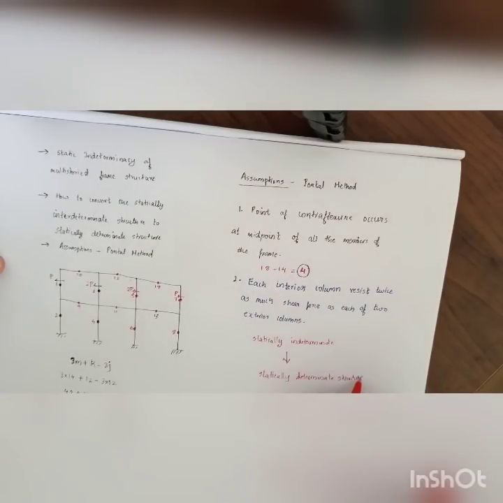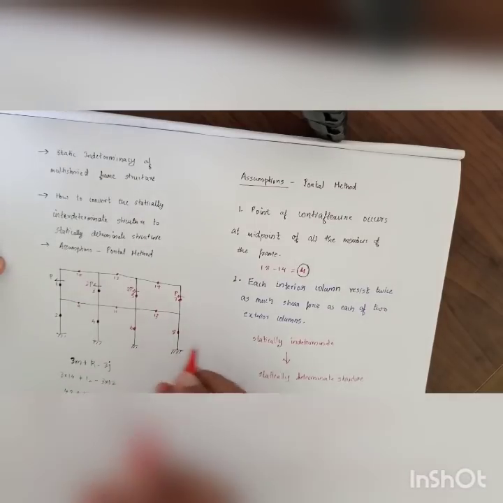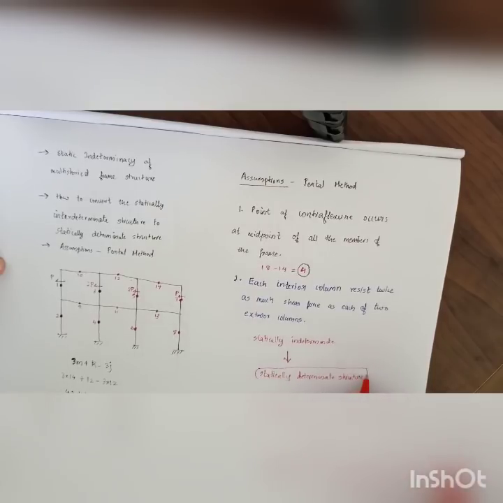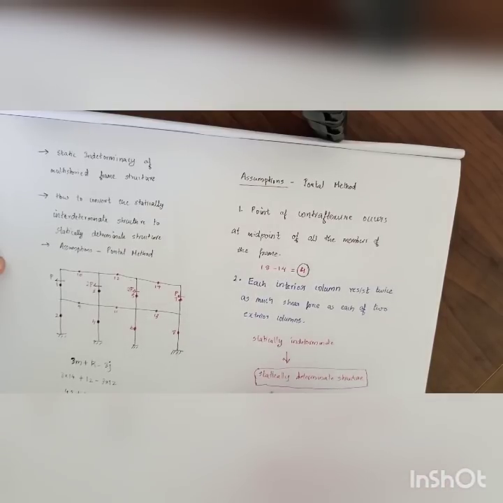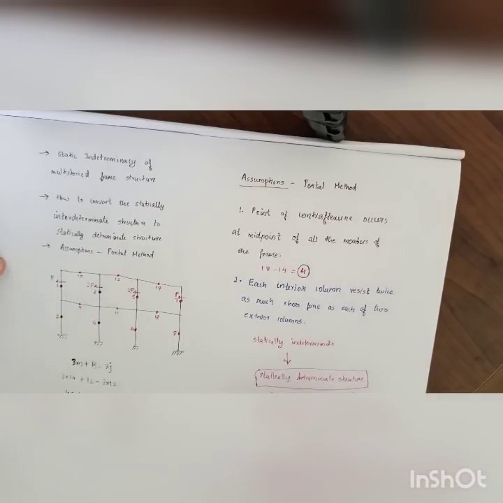In the next session, I will explain how to solve this problem with these assumptions in your mind, and it is very simple. If it is a statically determinate structure, then you can easily use your basic equations of equilibrium: sigma H equal to 0, sigma V equal to 0, and sigma M equal to 0, and you can easily find the shear force diagram, bending moment diagram, and axial force diagram. With that, I am just winding up this section.